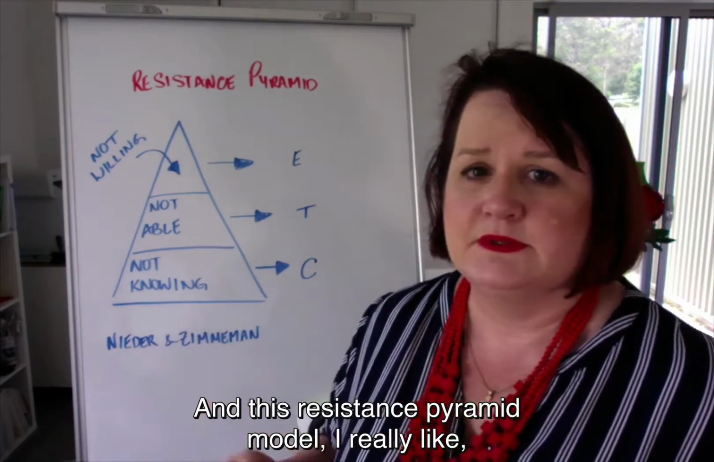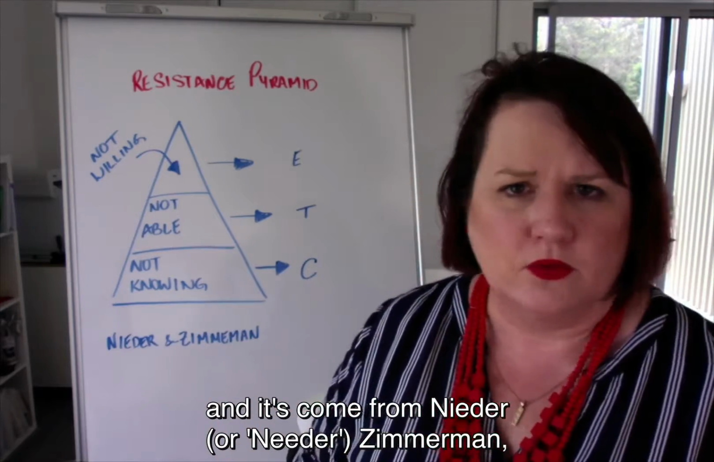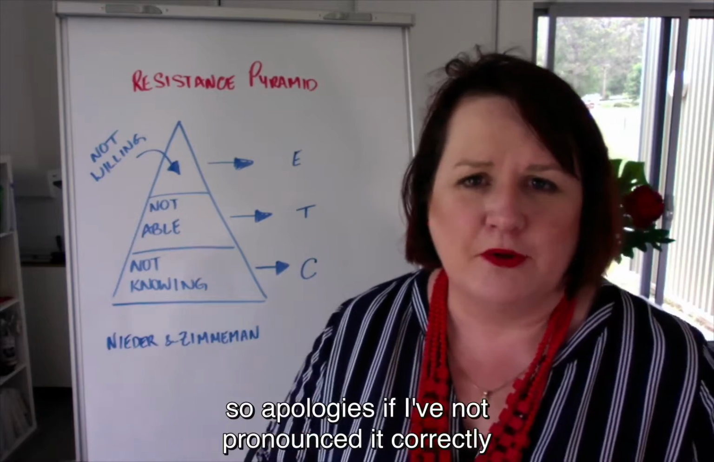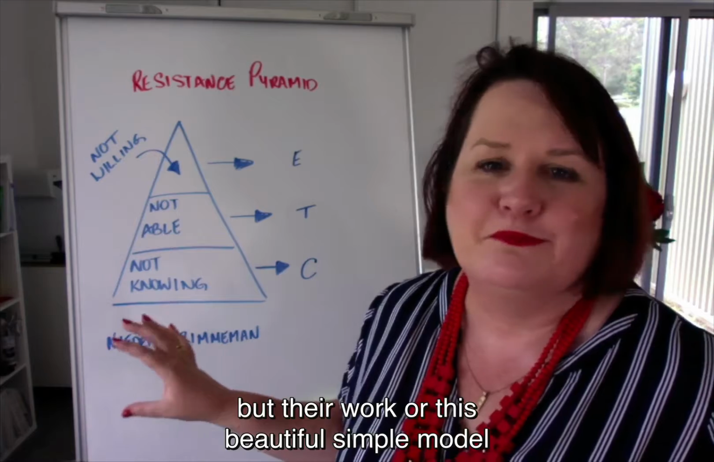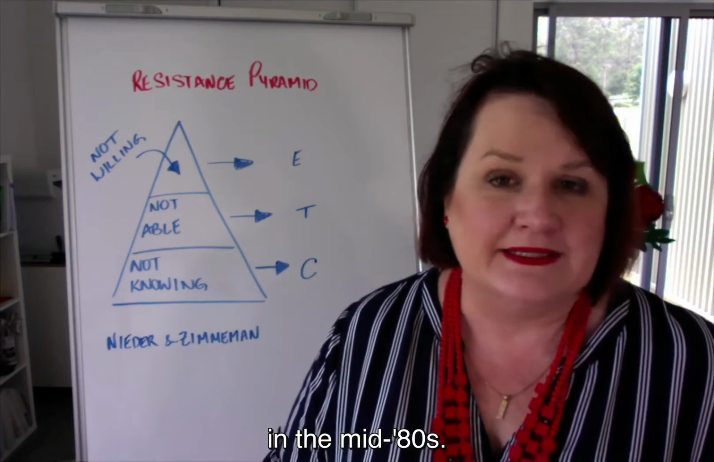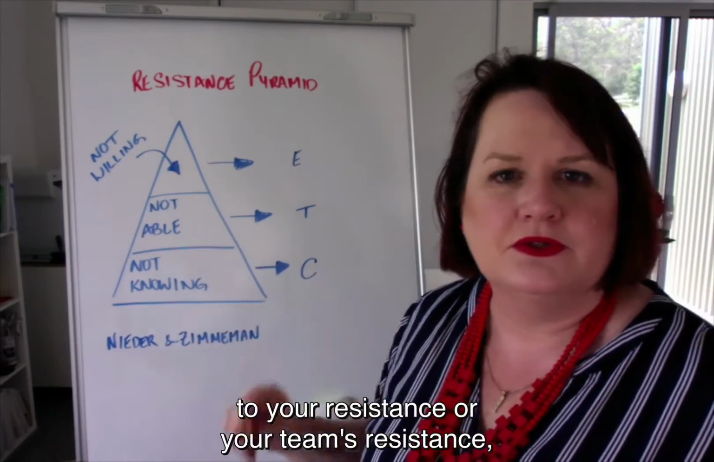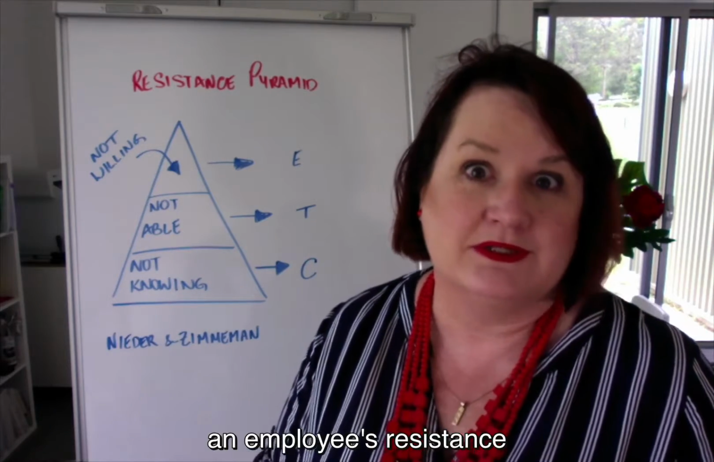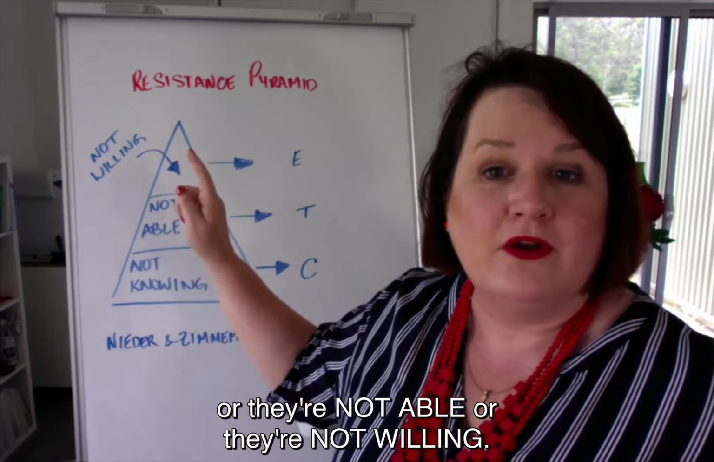This resistance pyramid model I really like, and it comes from Nieder Zimmerman, and they're German names, so apologies if I've not pronounced it correctly. But their beautiful, simple model was drawn out of some work from Galpin in the mid-80s. Essentially, what they're talking about is that there are 3 layers to your resistance, or your team's and employees' resistance. And that is either they're not knowing, or they're not able, or they're not willing.